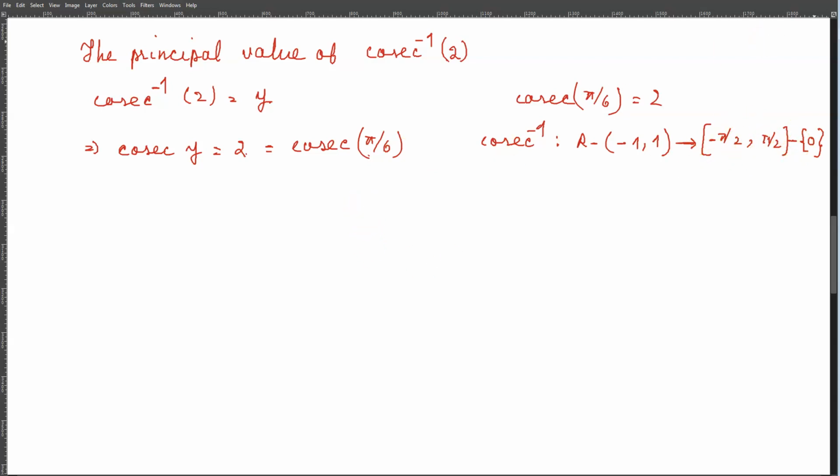And so, therefore, the principal value of cosecant inverse of 2 is equal to pi by 6. Okay.